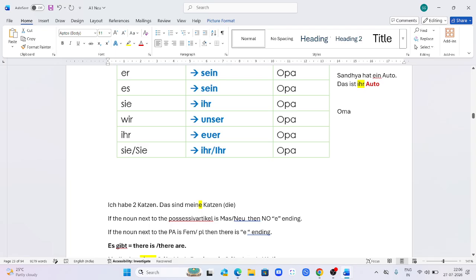Look at two things. First, look at the subject, about whom are you speaking, and then choose the possessive article. And then look at the object next to it. If it is masculine or neutral, you will not put E. If it is feminine or plural, you will put E.